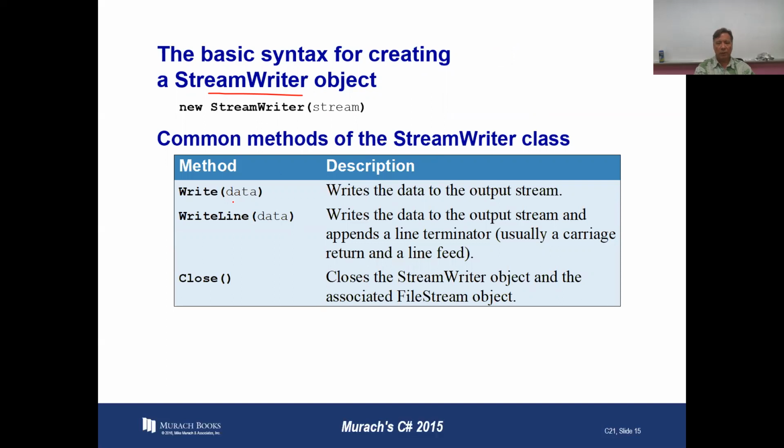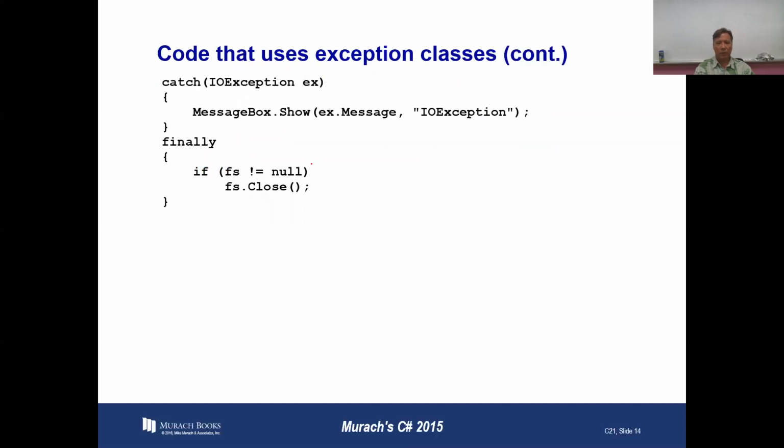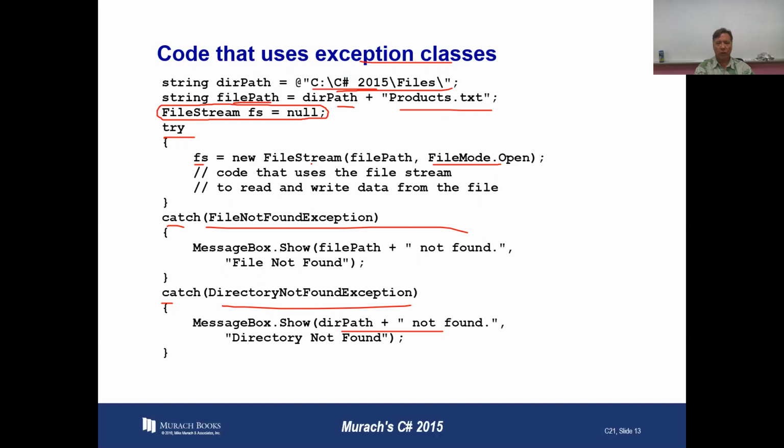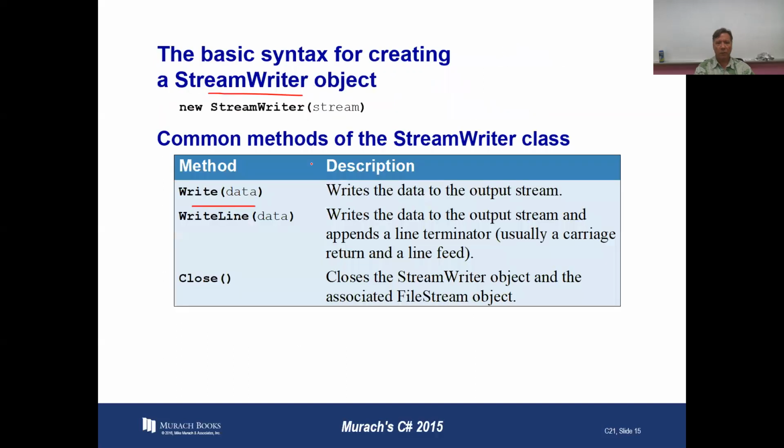Common methods of the StreamWriter class are for writing data. This is the writer, and this is the file stream. When you're writing, this writes data within a line, or you write lines of data. In a text file, you write line after line after line, and if you require several write statements to write a single line, you would use write.